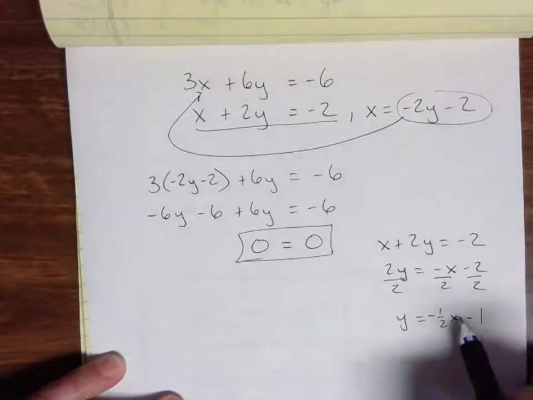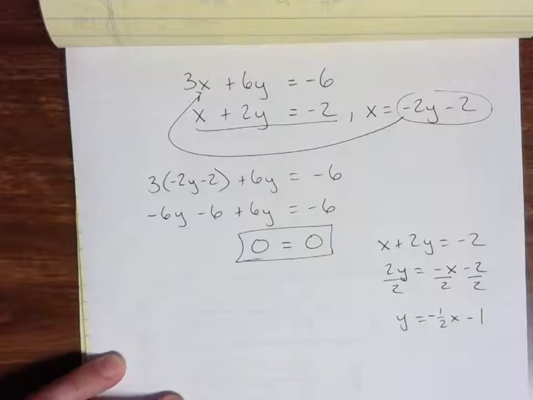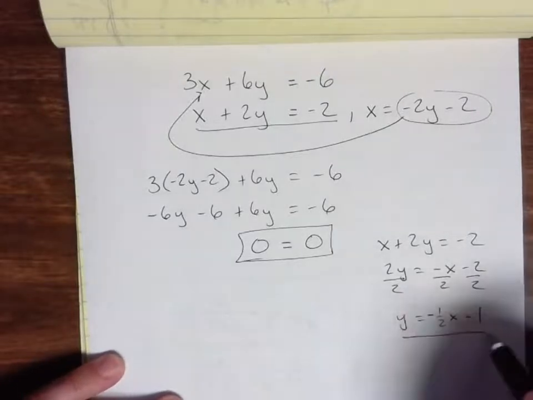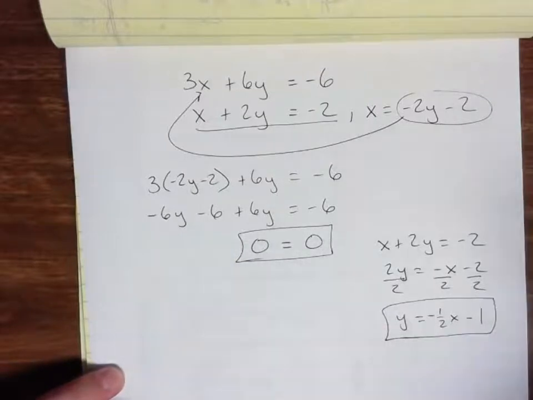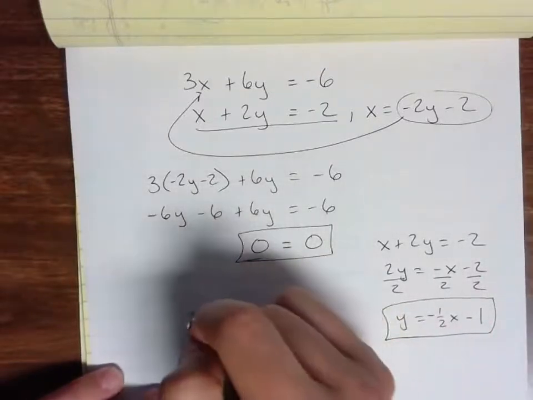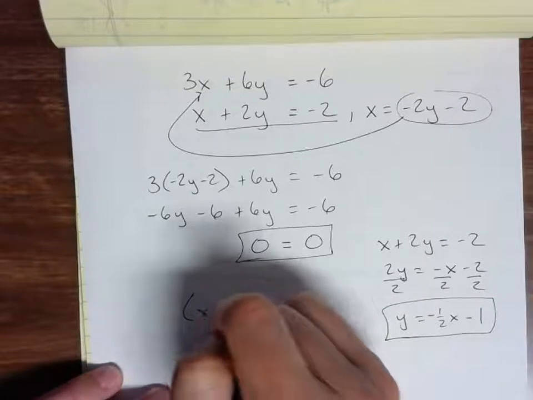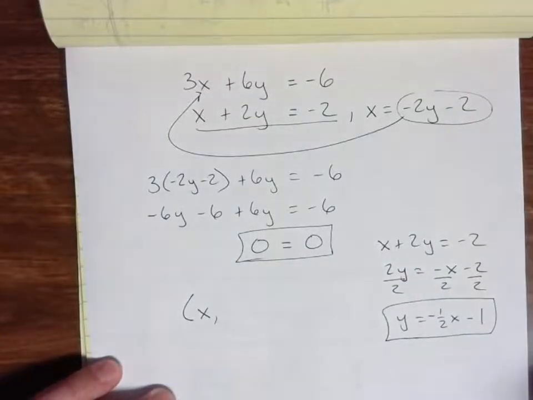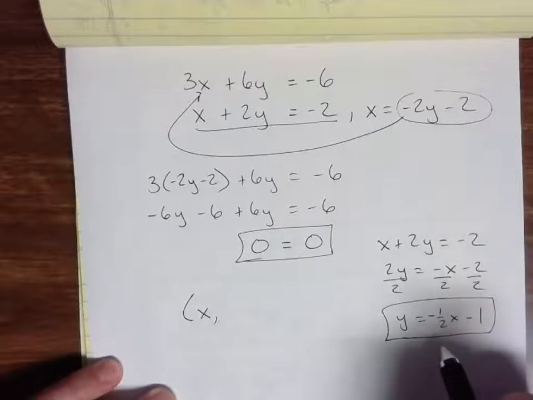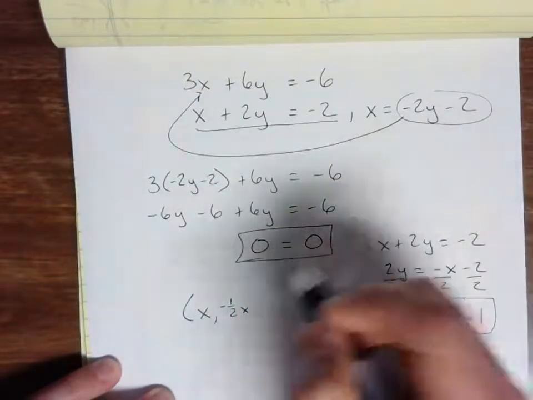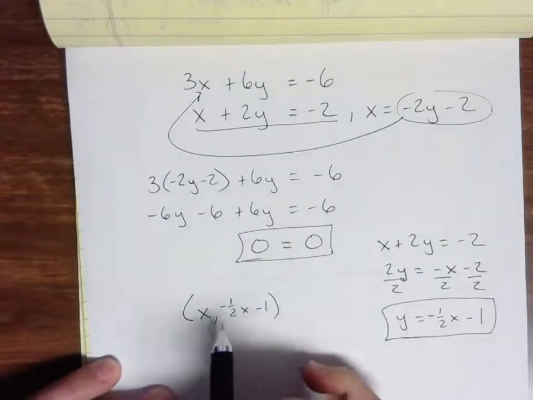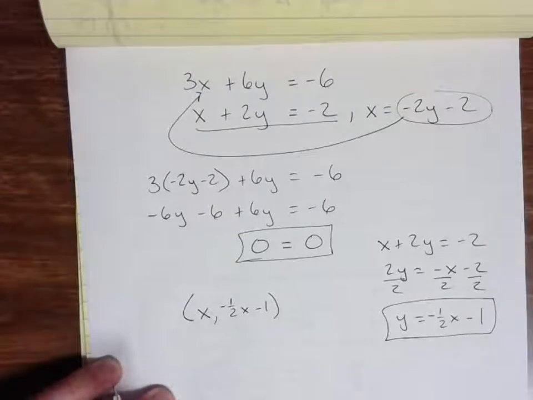Or we could just write negative x over 2, however we want to do that. Now here's why we did that. Because this is a dependent system, x could be anything basically. So we're going to say, well, x could be x. Basically, you could plug anything you want for that. What would that make y? Well, that would make y negative 1/2 x minus 1. Or again, I could write negative x over 2. Either way I want to write that.